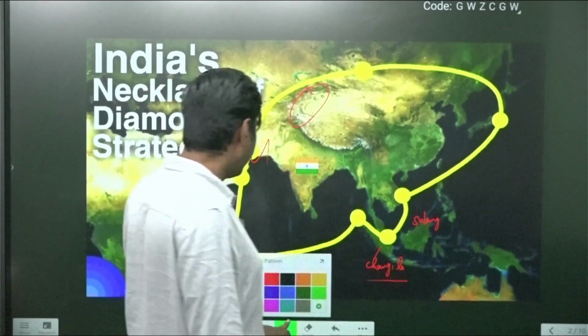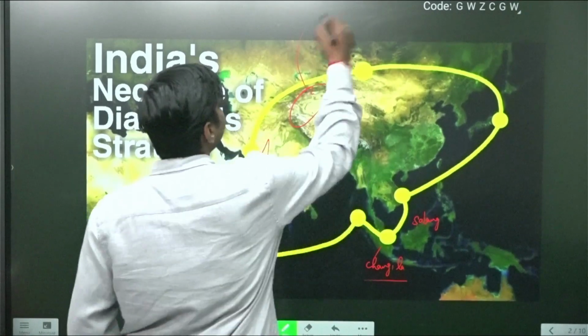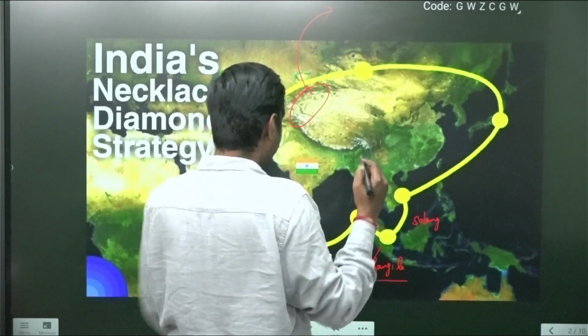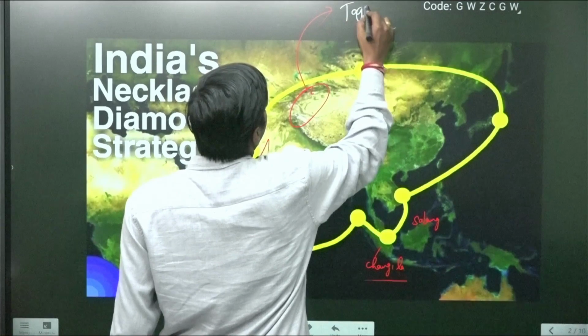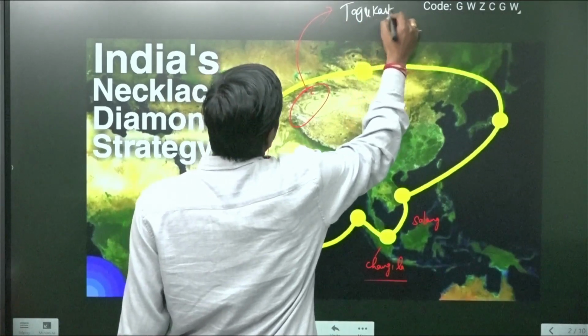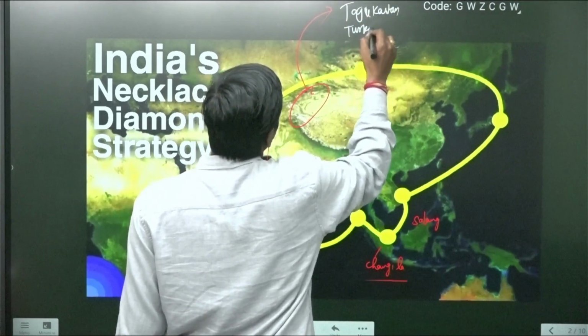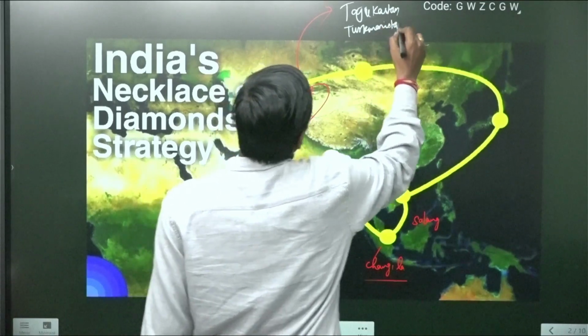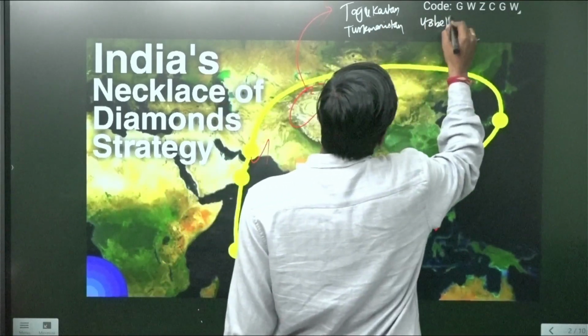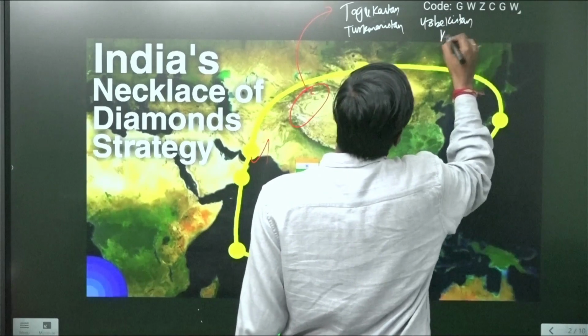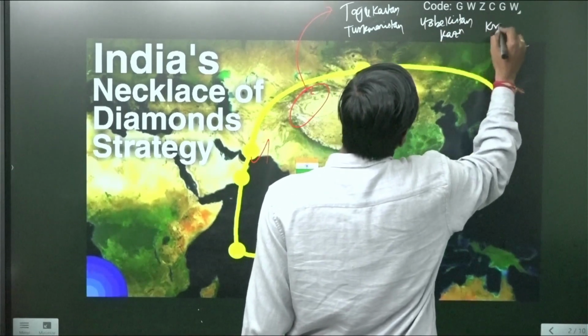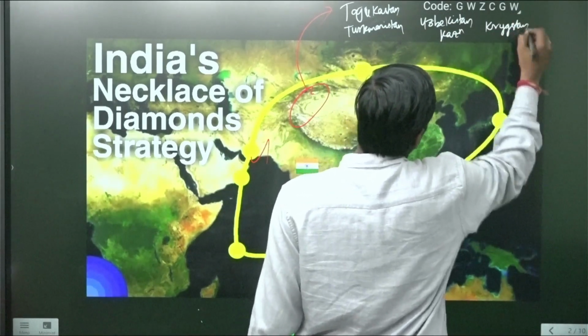So what we are doing is, we are getting the help of various Central Asian countries like Tajikistan, Turkmenistan, and then Uzbekistan. Then we have Kazakhstan and Kyrgyzstan. So with these countries, India is trying to develop.